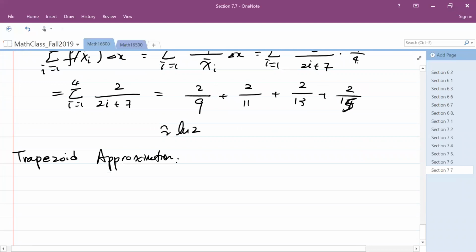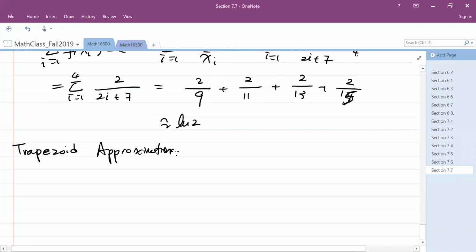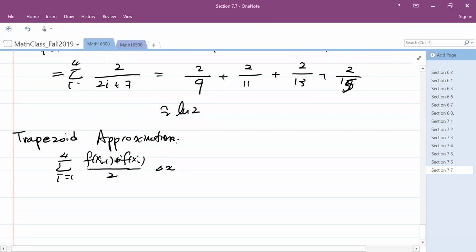Trapezoid approximation, by definition, is going to be half of f of xi minus 1 plus f of xi. Just add them together, right? So I needed to figure out this two.